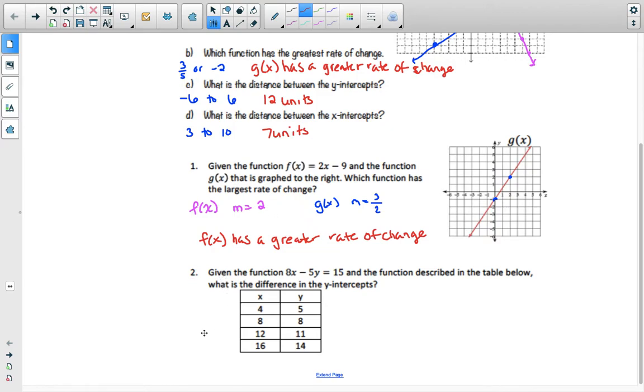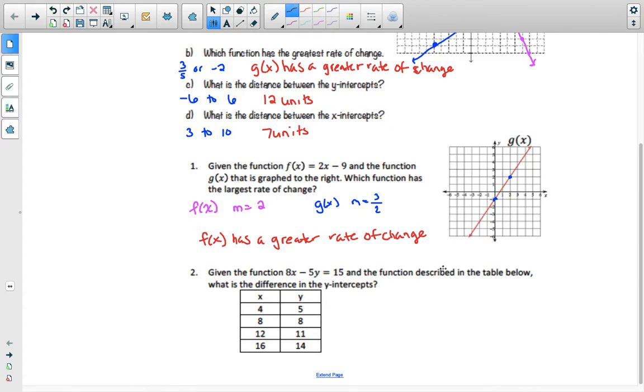So number 2 says, given the function 8x minus 5y equals 15, and the function described in the table below, what is the difference in the y-intercepts? So we need to find the y-intercepts, and then we need to find the distance between them, so the difference of them. So given the first function of 8x minus 5y equals 15, we need to take that function and solve for it.